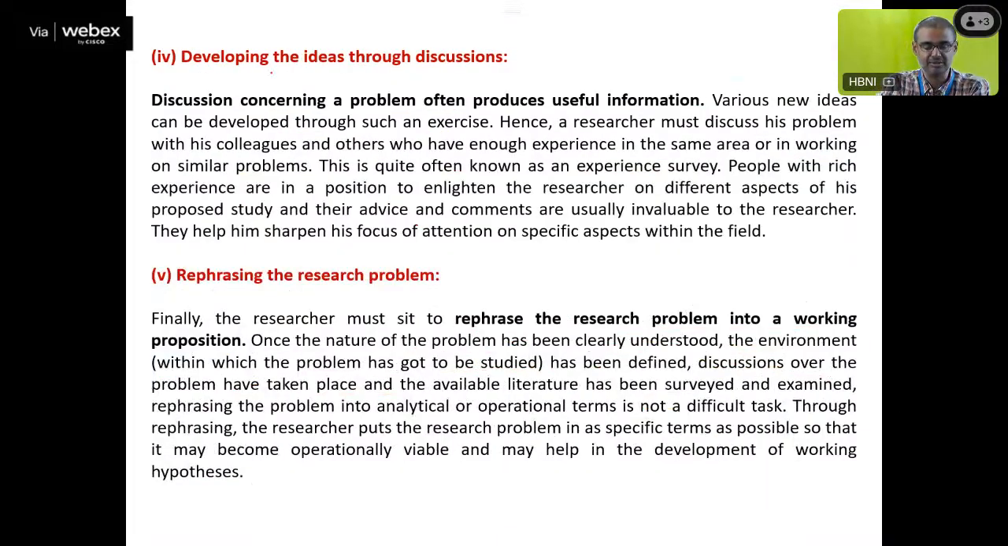Developing the ideas through discussions. You have to develop ideas through discussion before proposing. This is one of the techniques. We're discussing the techniques for proposing the research problem.